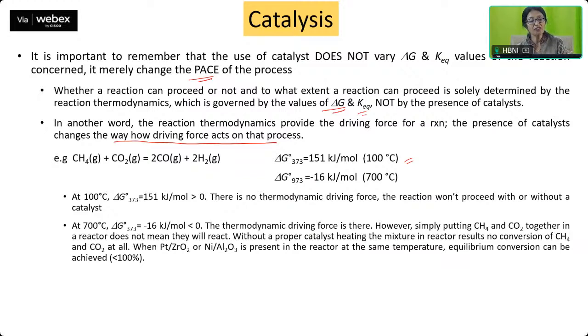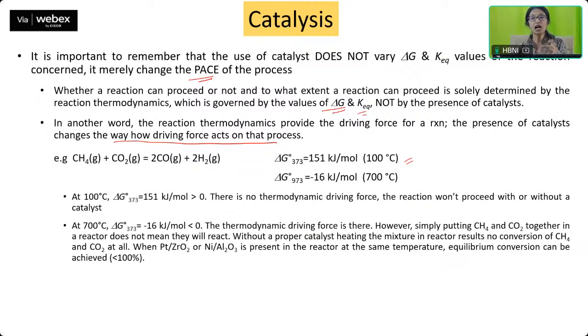So when you are doing this reaction at 100 degrees centigrade, when the delta G value is positive, there will be no thermodynamic driving force and the reaction won't proceed, whether you use a catalyst or you don't. But when it is at 700 degrees centigrade, this delta G value is negative. So the thermodynamic driving force is there.